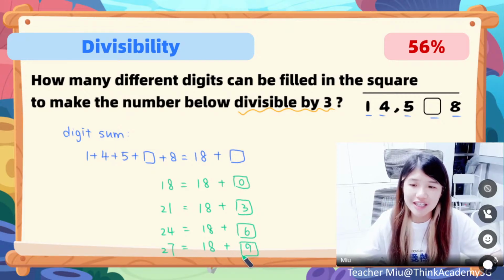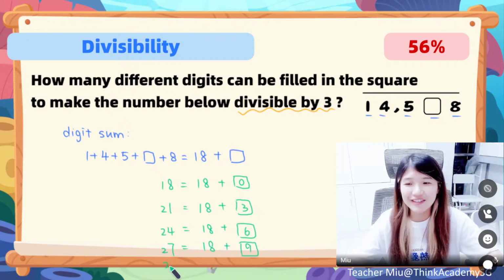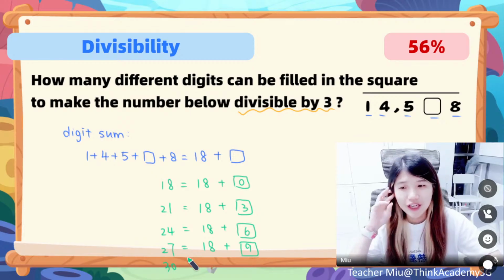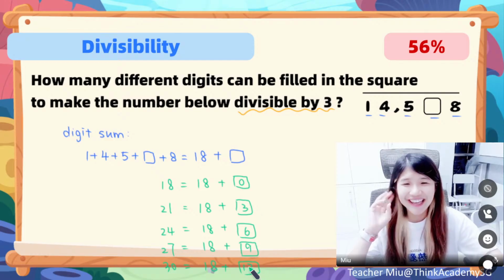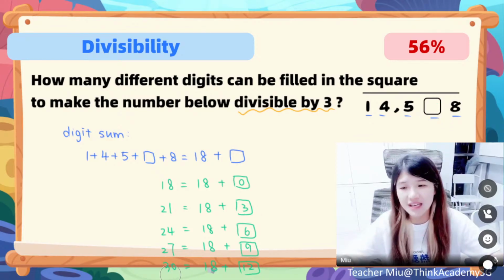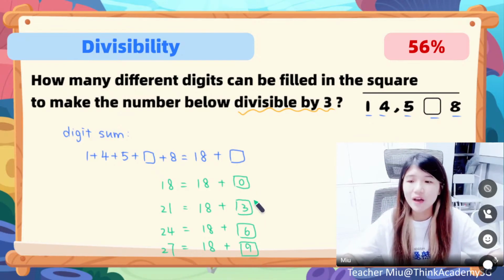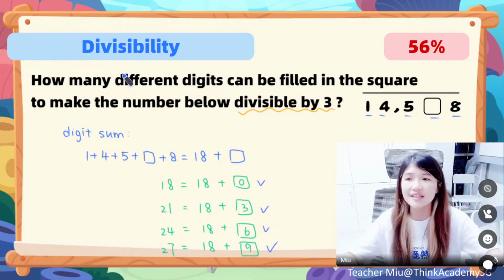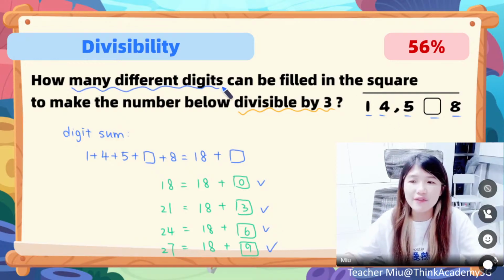Should I continue? Like 30 can also be divisible by 3. So then I will go to 30, which gives me 18 plus 12. Can I? Cannot. Inside the square, we can only put one digit, which means we can just stop at 9. Altogether, you count and you will find it's digit 0, digit 3, digit 6, digit 9. And since the question is asking how many different digits, it refers to altogether 4.